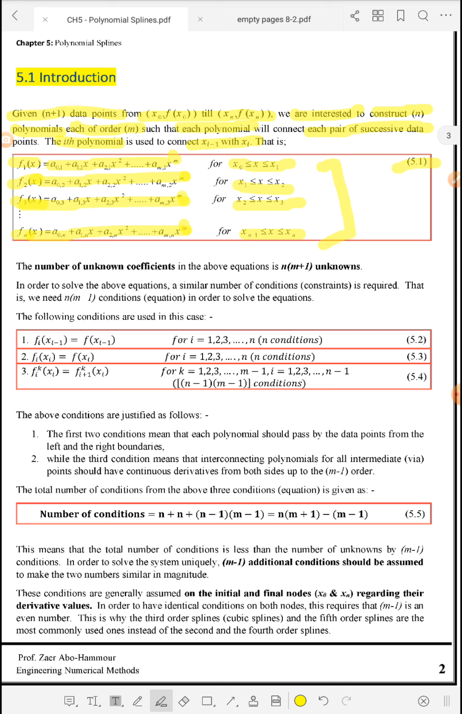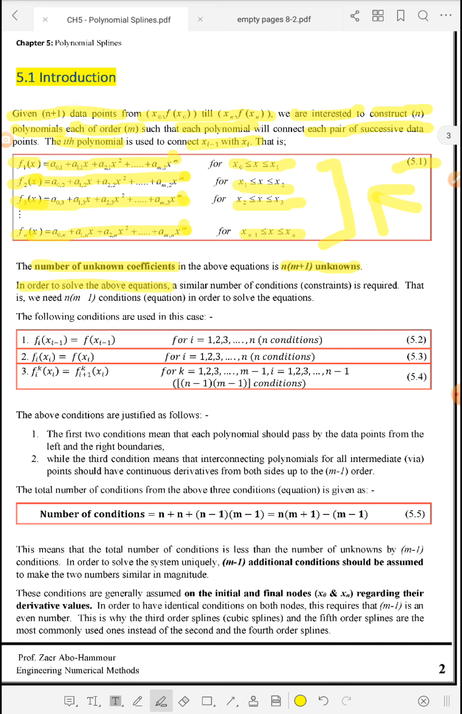So the number of those polynomials is n, and each polynomial is of mth order. As a result, the number of unknown coefficients in equation 5.1 is n multiplied by m plus 1. I wish that everything is clear regarding the polynomial construction that I have discussed previously. We want to solve for those unknown coefficients.